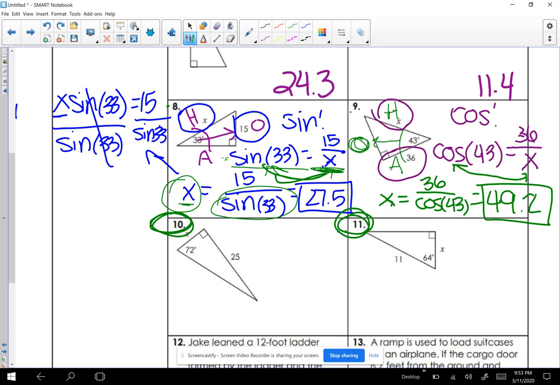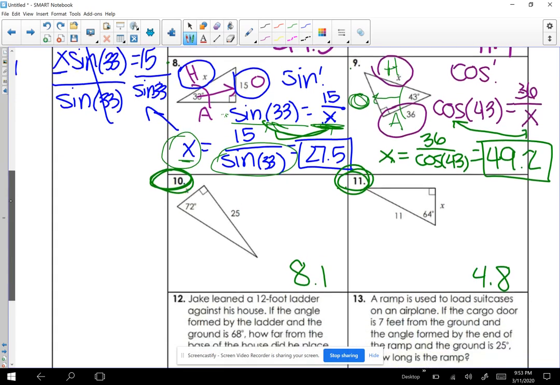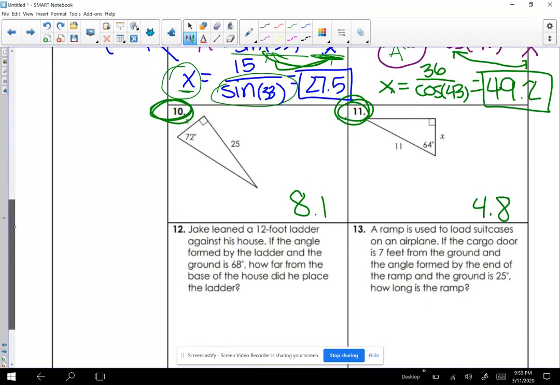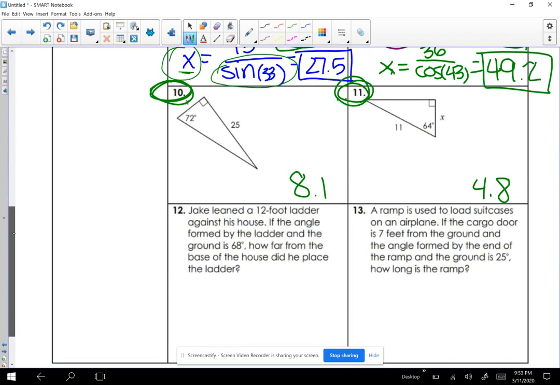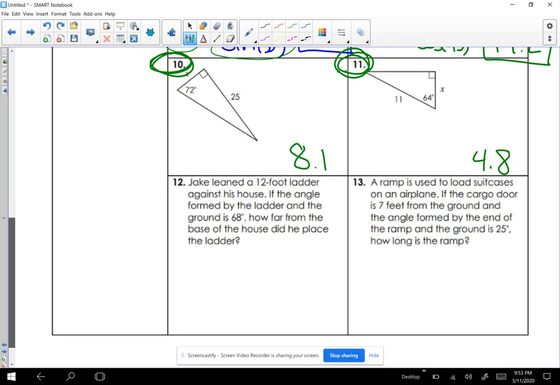So now that you've finished, the answer for 10 should be 8.1, and the answer for 11 should be 4.8. If you got anything other than that, check your ratios, maybe try to erase your labeling, try it again, make sure that your labeling is correct.